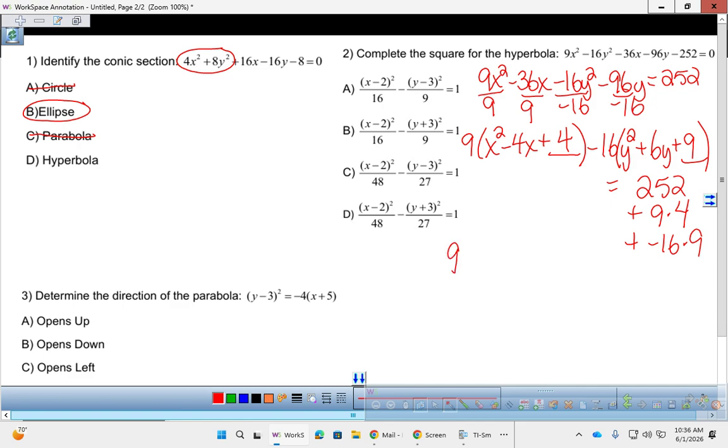So it's 9 times x minus 2 squared, because what multiplies to 4 and adds to negative 4 is negative 2 and negative 2. Minus 16 times y plus 3 squared, because what multiplies to 9 and adds to 6 is 3 and 3, equals 144 when we added all of those numbers together. And then my last step is going to be to make this equal 1. So I'm going to divide out the 144.